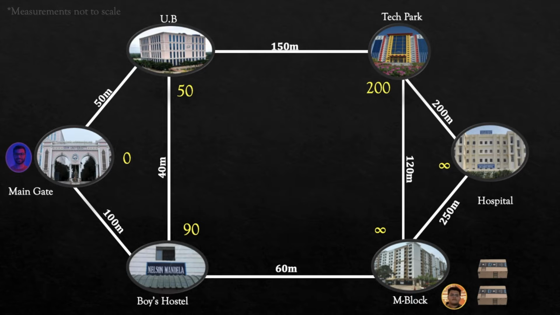Now we perform relaxation and see only one vertex is attached, that is the M block. Now 90 plus 60 is less than infinity, so we modify it. Since we have reached our destination, the M block, that is 150 meters away from source via the shortest path, Arpit will now use this path to receive his package.